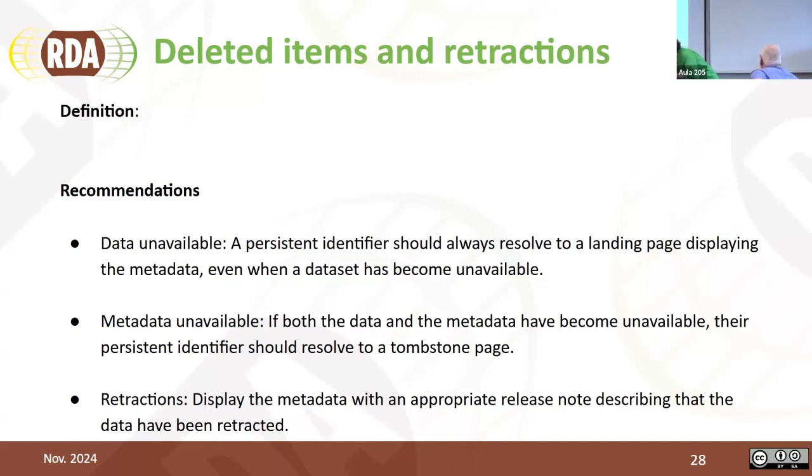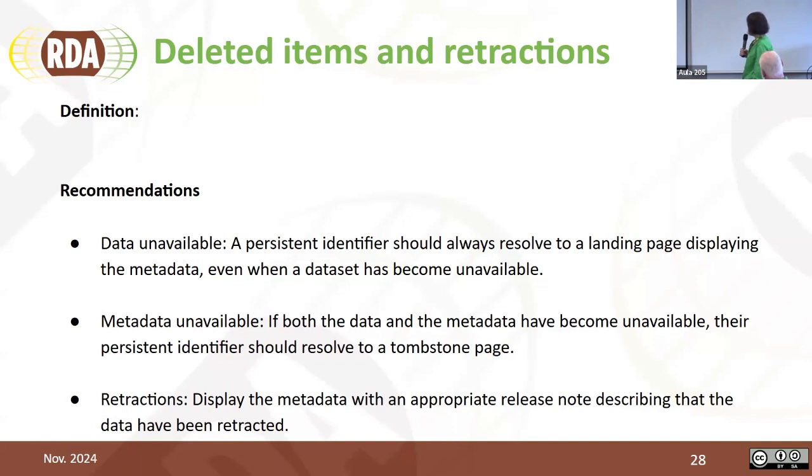We have, let's see, four or five to go. Yes, could we move on to the provenance? I think that's mostly it, the deleted item. Okay, next one is a deleted item and a retraction. So that's self-evident, what is a deleted item and a retraction.